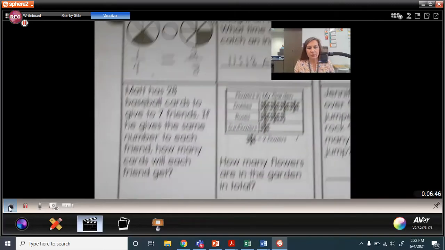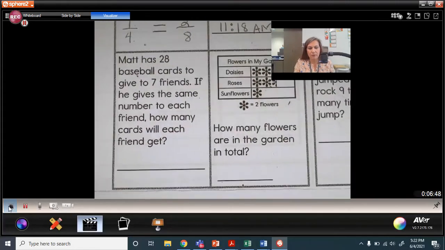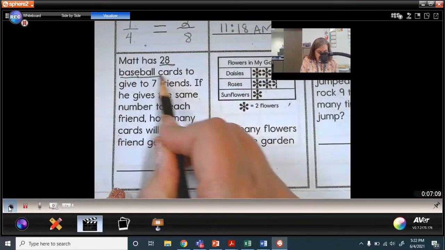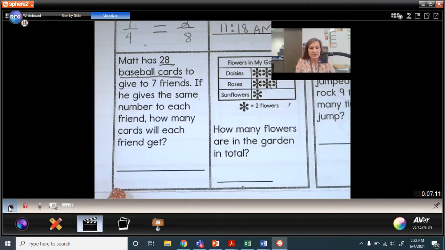It's a word problem. And it says Matt has 28 baseball cards to give to 7 friends. Now notice it doesn't say Matt has 28 baseball cards for each friend. He's not giving 28 baseball cards to each friend. He's taking his total baseball cards and he's giving the same number to each friend. How many cards will each friend get?